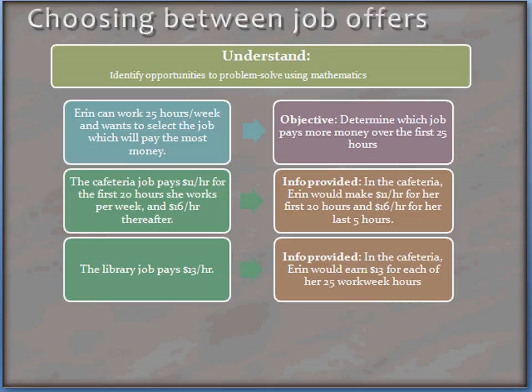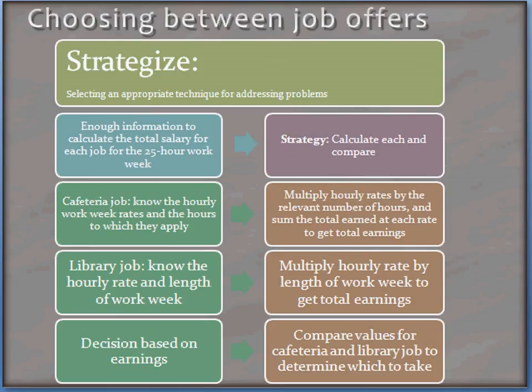So let's look at what the problem and objective really are here. We know how many hours Aaron can work, and we want to determine which job will pay the most. So our objective is to determine which job pays the most money over the first 25 hours. We know the cafeteria job's pay rate is $11 for the first 20 hours and $16 thereafter, so the info provided is that Aaron would be paid $11 an hour for 20 hours and $16 for 5 hours each week. The library job pays $13 per hour, so we know that she would make $13 per hour for 25 hours in the week.